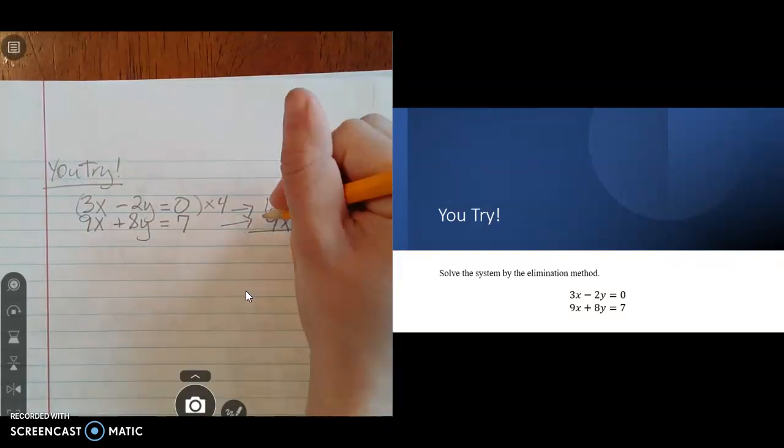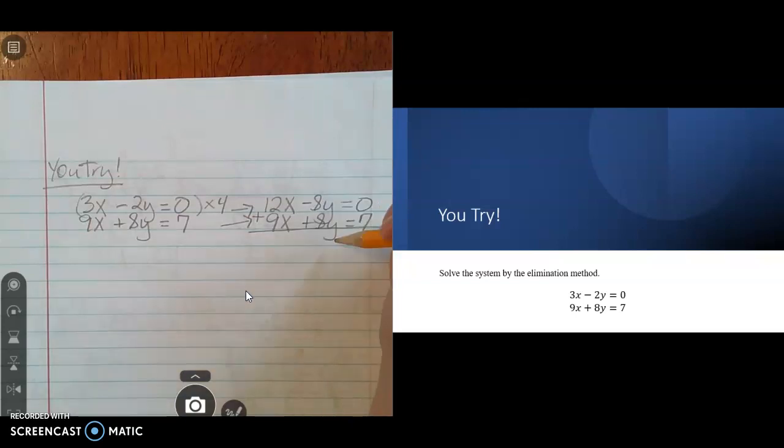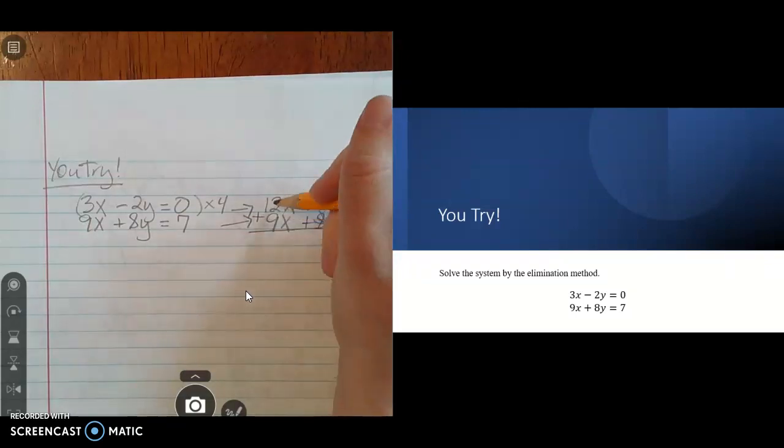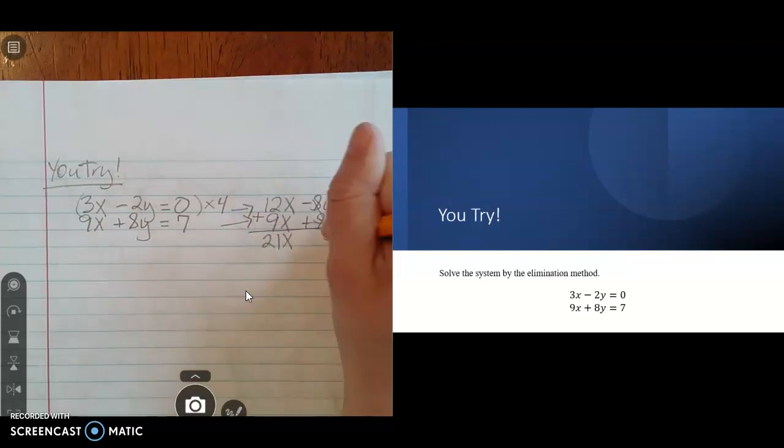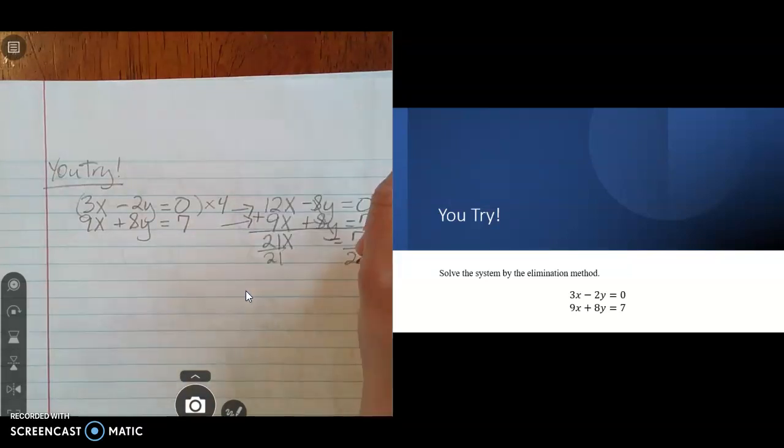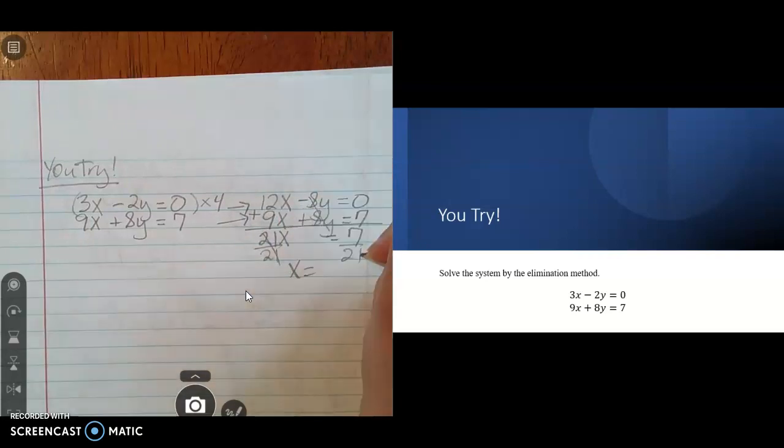Alright, from here, if I add the equations together, my y's are going to cancel out really nicely. With my x's, 12 plus 9 is 21, so I'll have 21x equals 7. When I divide both sides by 21, we'll get x is 7 over 21, which simplifies to 1/3. Sorry about giving you guys fractions, but they're numbers too, and they're wonderful.